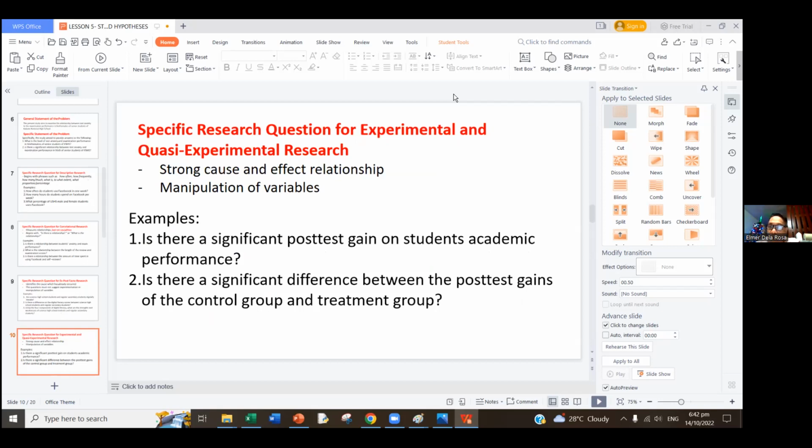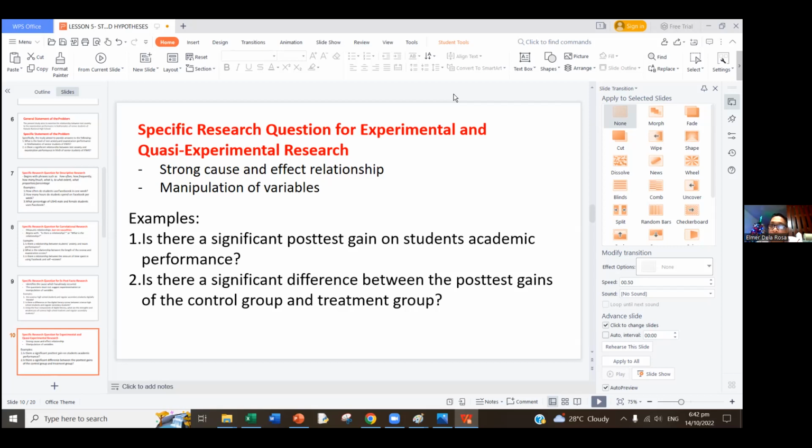Lalo-lalo na kung one group design ka lang. So if you remember in your high school, meron tayong tinatawag na one sample design. Sabihin, yung grupo mo, pre-test mo, sila din yung pino-post-test mo. So, may post-test gain daw ba sila?